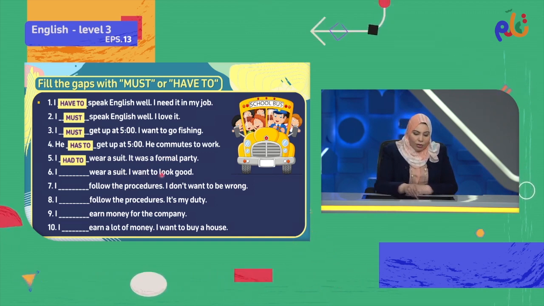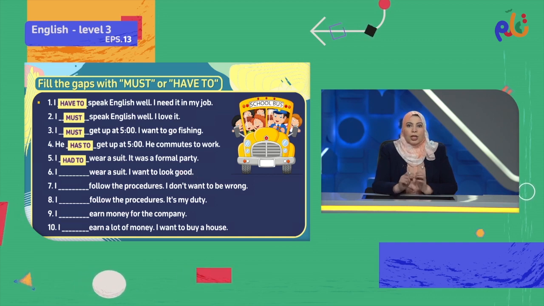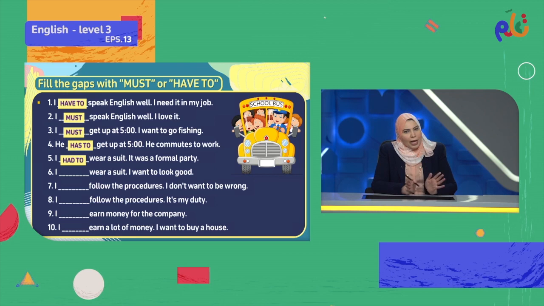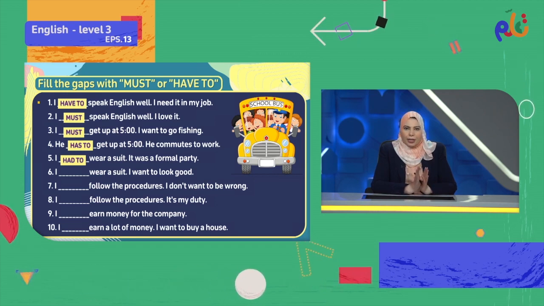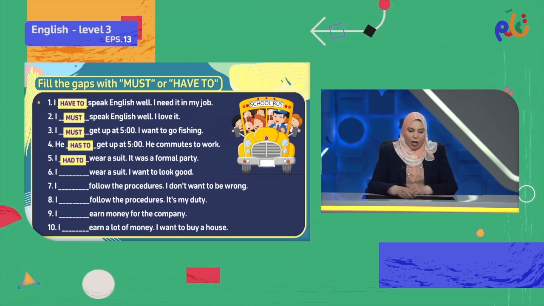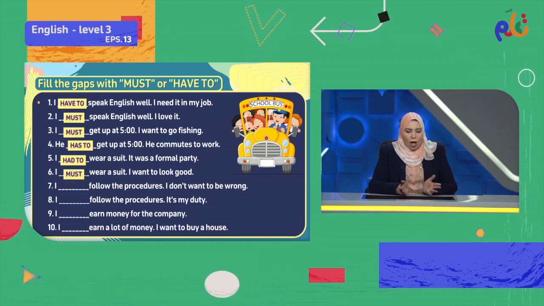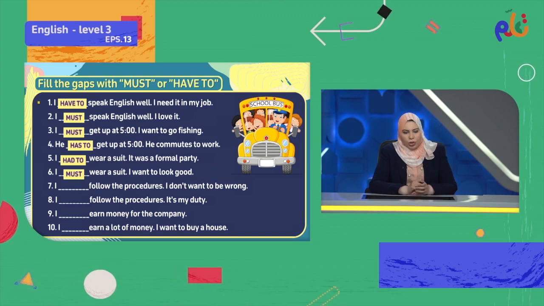I wear a suit. I want to look good. So it is my choice because I am looking for good appearance. Nobody asked me to do anything and nobody required it. So in this case, it's must. I must wear a suit. I want to look good.